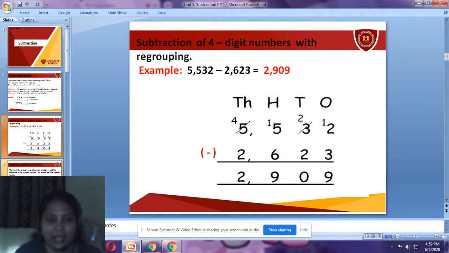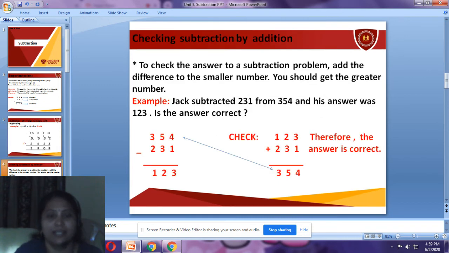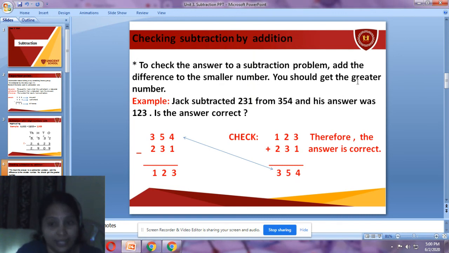Yes, children. Now let's see how to check your answer. Okay, checking subtraction by addition. So after the subtraction you can also check your answer by addition, children. You want to know this? Yes, it's very interesting, right? So to check the answer to a subtraction problem, add the difference to the smaller number and then you should get the greater number. Okay, then your answer will be correct.